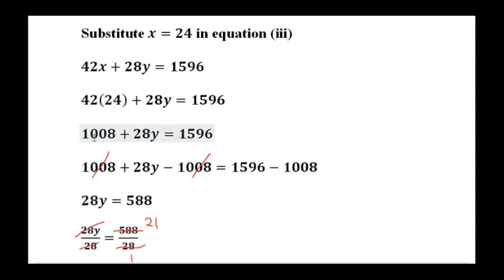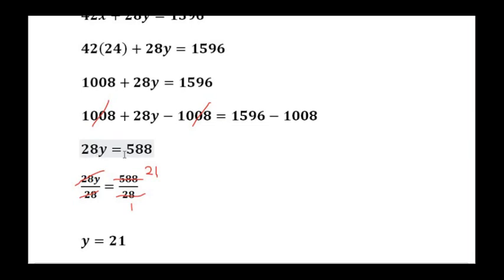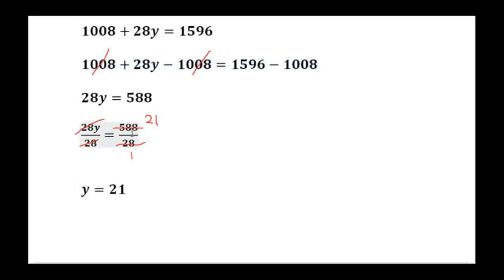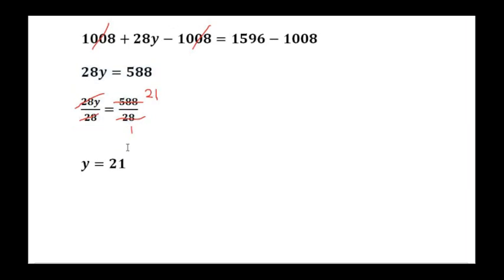So first I want to eliminate this 1008 from the left side. So I will subtract 1008 from both sides of this equation. We get 28y equals 588, which is the difference between 1596 and 1008. We are finding the value of y. The next step is to divide this equation by 28. We get y equals 21.